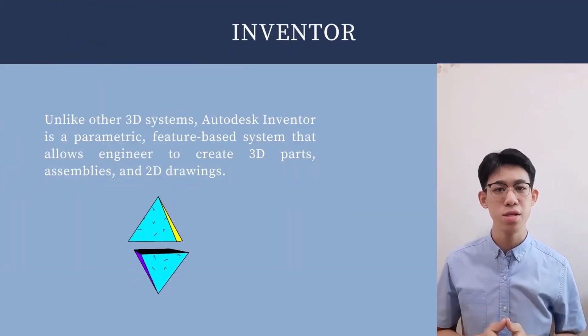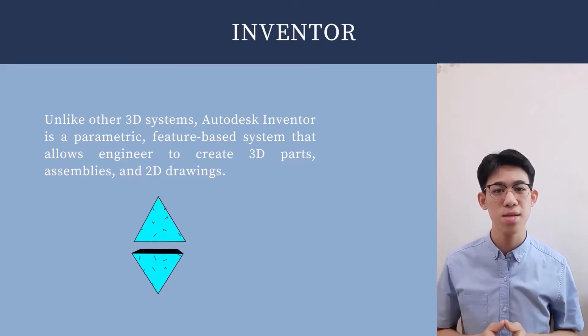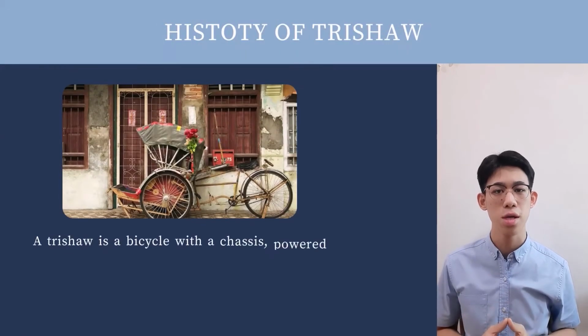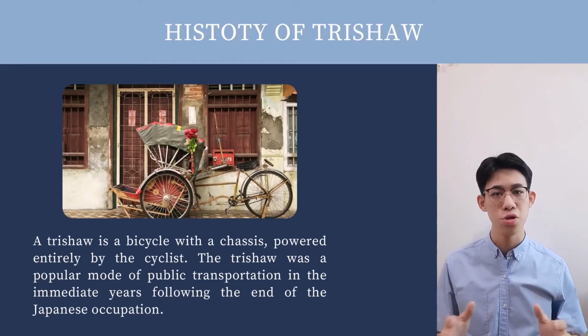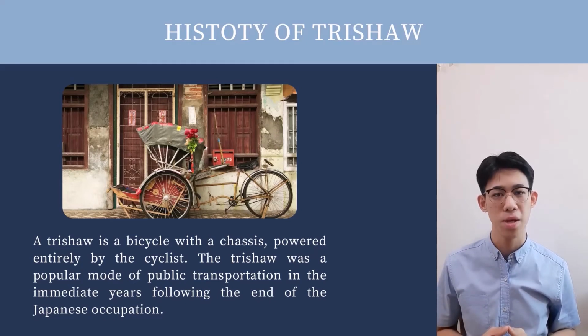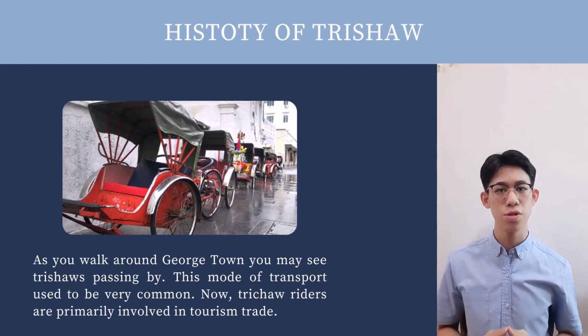Unlike other 3D systems, Autodesk Inventor is a parametric and feature-based system that allows engineers to create 3D parts, assemblies, and 2D drawings. A Trishaw is a bicycle with a chassis, powered entirely by the cyclist. The Trishaw was a popular mode of public transportation in the intermediate years following the end of the Japanese occupation in Malaysia. As you walk around Georgetown, Penang, you may see Trishaws passing by.